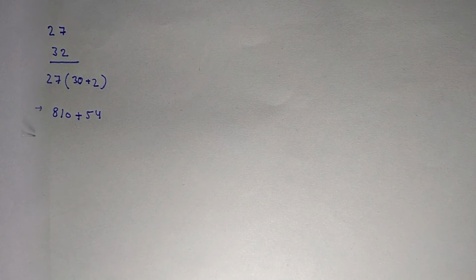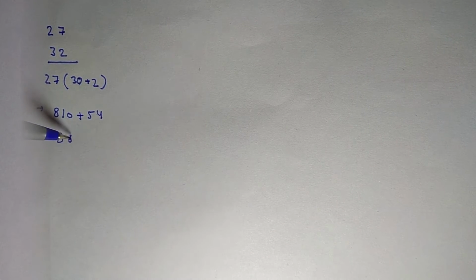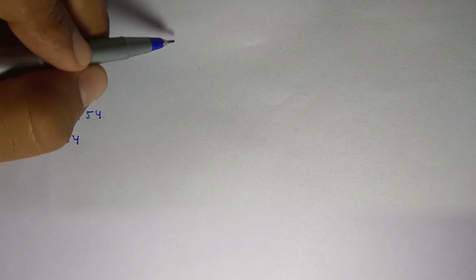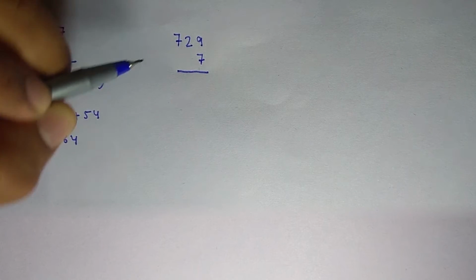Next up is multiplication of two-digit numbers. Now multiplying 27 by 32, we can maneuver either of the numbers here, but let's say we change 32 to 30 plus 2 and multiply it by 27. All we know is 27 into 3 is 81. That gives us 810 plus 54. The answer is 864.